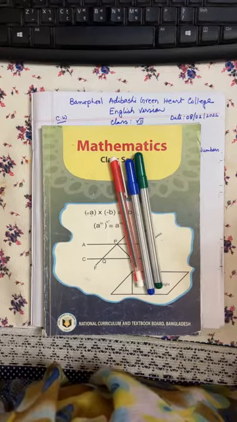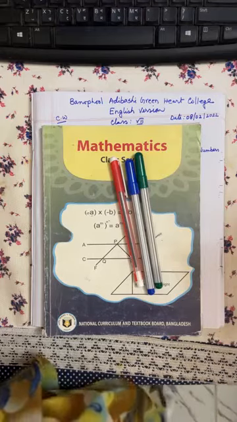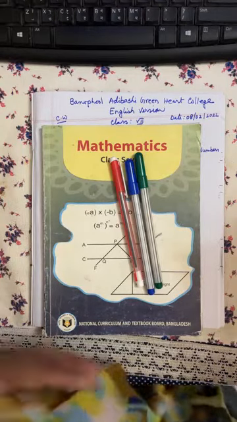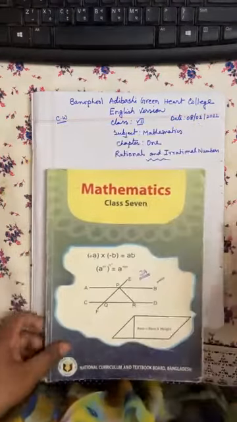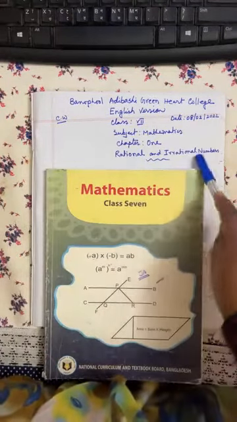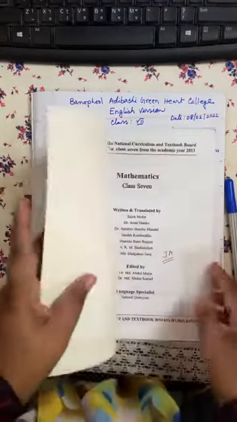I think all of you have got your book, so take your book. Today we'll start arithmetic, that is chapter 1, rational and irrational numbers. Rational and irrational numbers. See here.